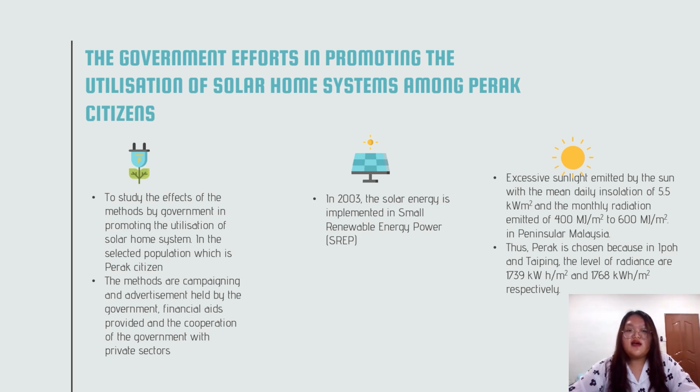Why we chose Perak as our population is because in Peninsular Malaysia, there is excessive sunlight emitted by the sun, with enough mean daily insolation and monthly radiation to provide enough energy generation for the population. Thus, Perak is chosen because in Ipoh and Taiping, the levels of radiance are 1,739 kWh per square meter and 1,768 kWh per square meter respectively.